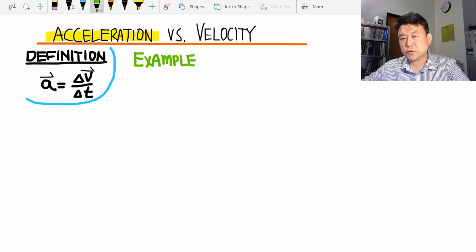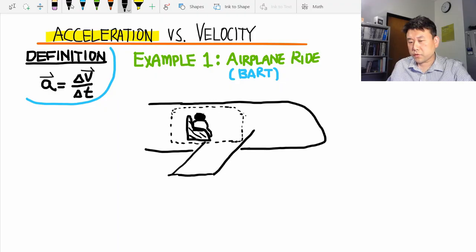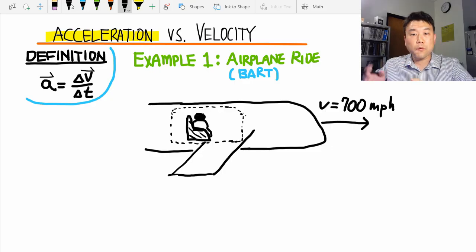I think it'll be useful to start out with an example where there is motion, but you don't quite feel it. A good example of that is an airplane ride. Or if you've never been on an airplane, you can imagine a BART or subway ride. So imagine you are in an airplane. You know that the airplane is moving very fast. A lot of commercial airplanes will be flying at something like, let me make up a number that is pretty close, 700 miles per hour. But one of the strangest things about an airplane ride is that you don't really feel that.